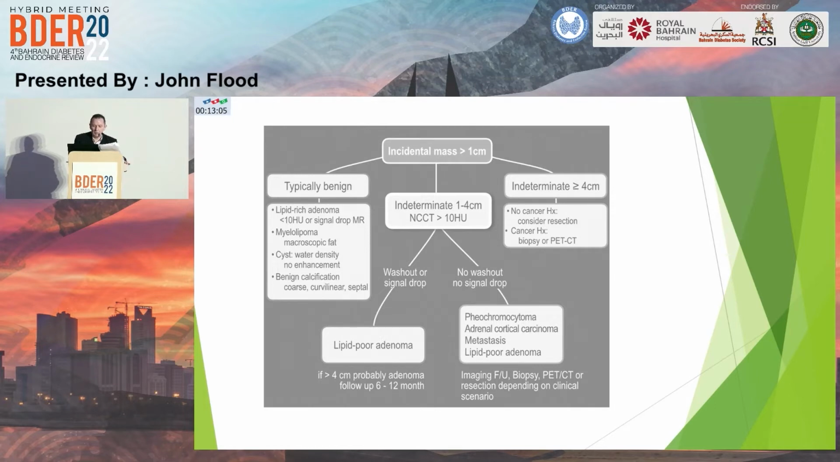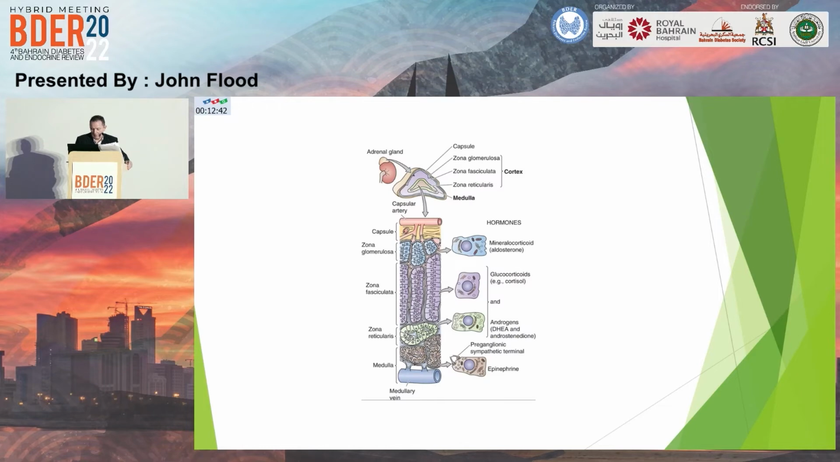But anything over 3 to 4 centimeters, you have to presume it's more than likely going to be an adrenal cancer, which are very aggressive, what are called adrenocortical carcinomas. They can actually make aldosterone and be very lipid rich as well. And the rule I have in my own head is anything more than 4 centimeters, you have to presume it's an adrenocortical carcinoma, even if you've got hyperaldosteronism on your plate.